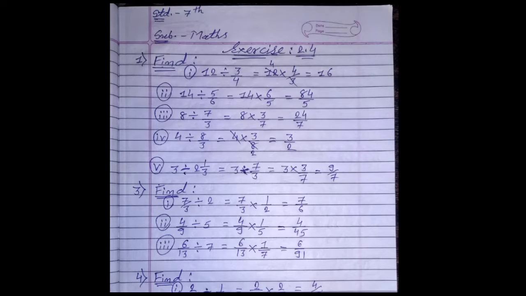Third number, 8 divided by 7 upon 3. So in place of divide, multiply 8 by the reciprocal of 7 upon 3, write 3 upon 7. So afterward, multiplication of numerator, 8 times 3 equals 24 upon 7. You can also convert it into a mixed fraction.